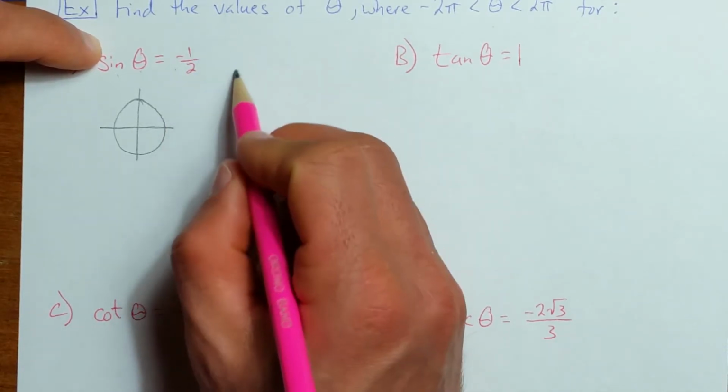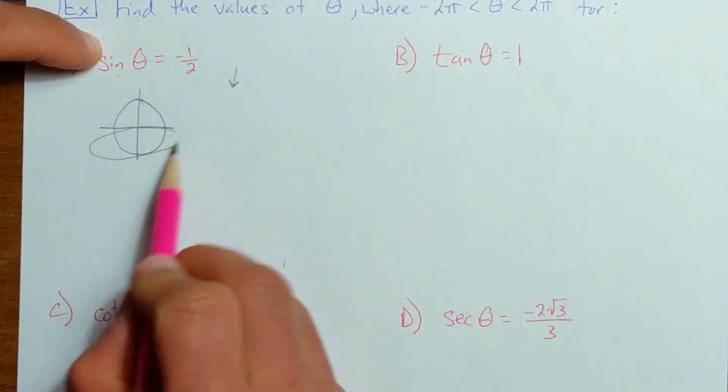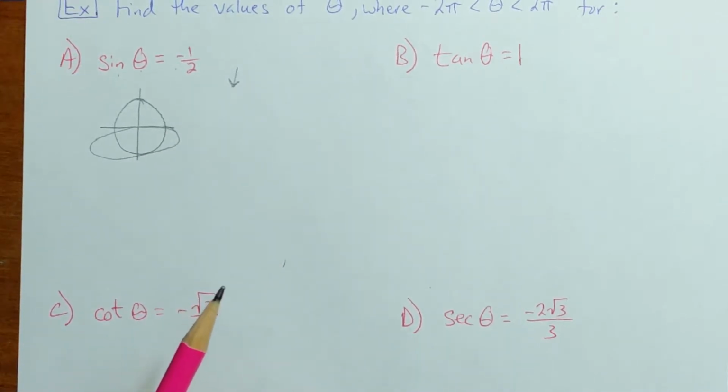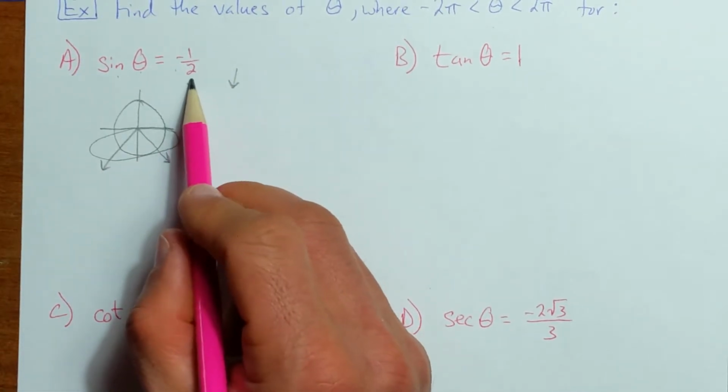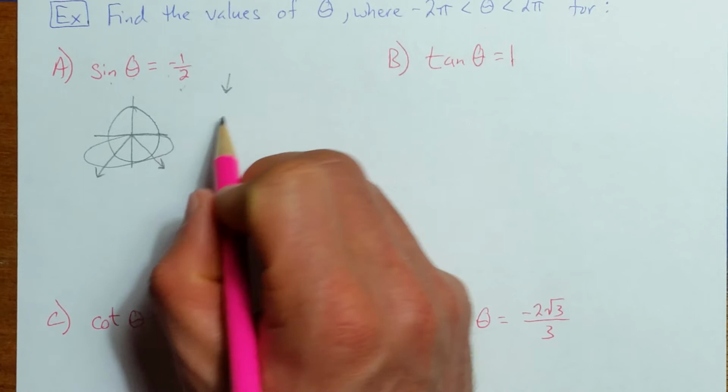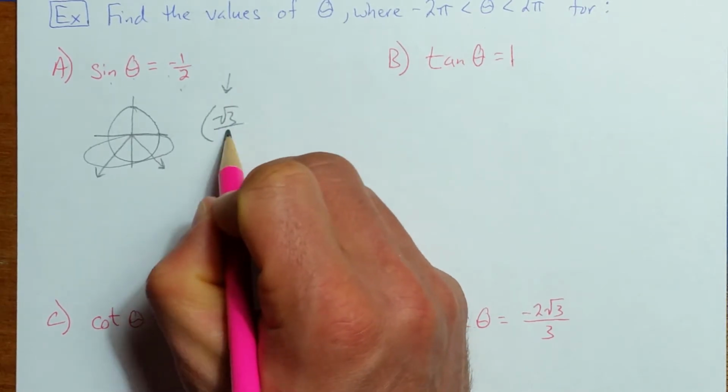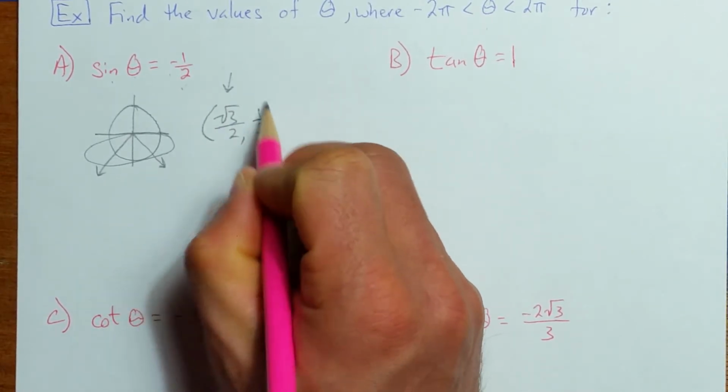A y value that's negative should be going down, which means it's in one of these two quadrants. And I don't know which quadrant it's in. It's actually in both. So I'm in these two quadrants. Now think about a y value being 1/2. If you have a y value being 1/2, that means the x value is the square root of 3 over 2.